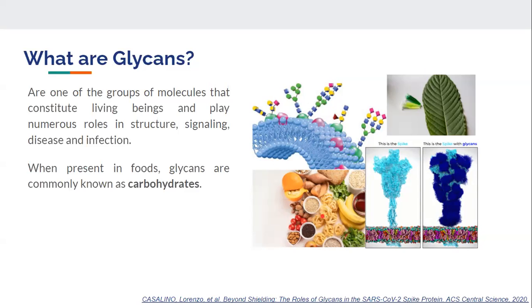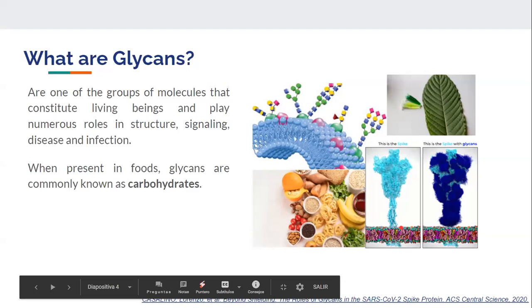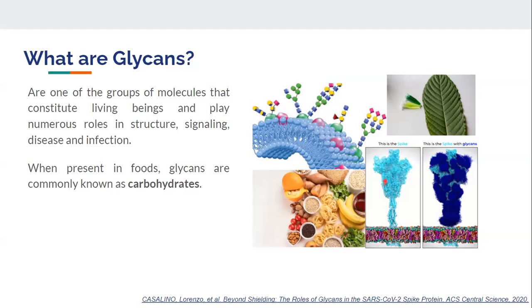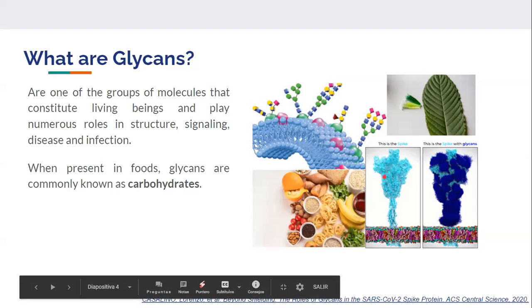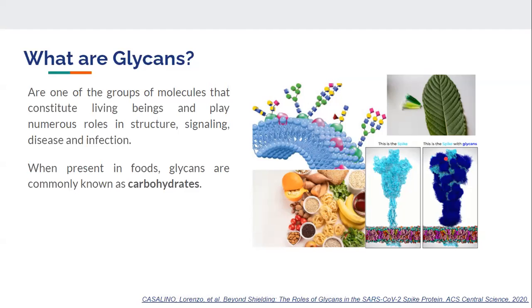Some other examples of glycans are the structural components of vegetal cells. And most recently, glycans have been described in the spike of the SARS-CoV-2 virus. Here we can see a full atom representation of the spike in the SARS-CoV-2 virus. And on the right, the blue parts represent the glycan portions of the spike. So we can see how big and important they are.